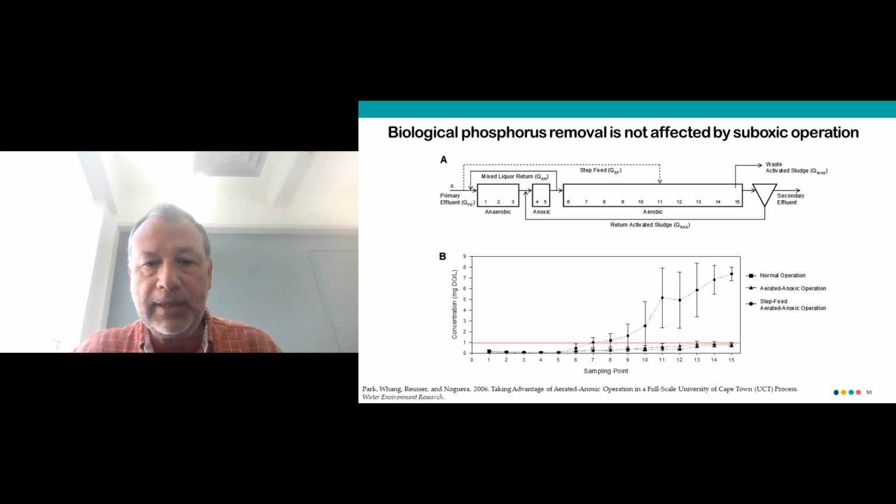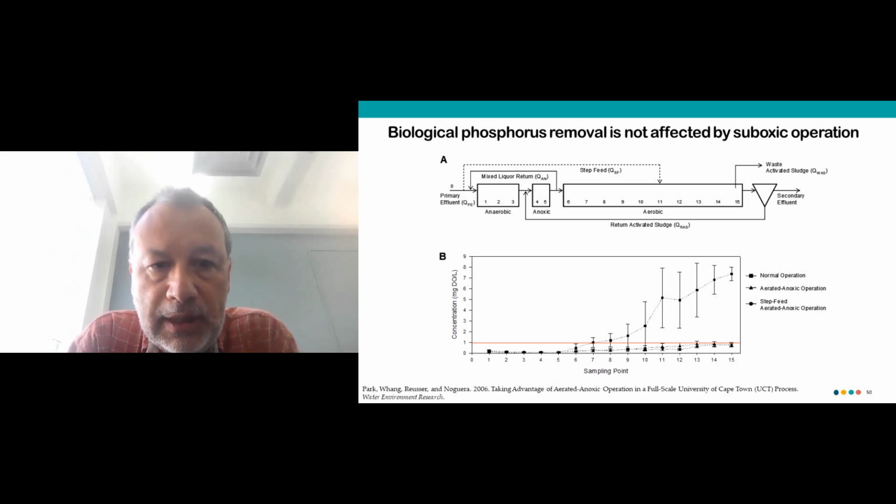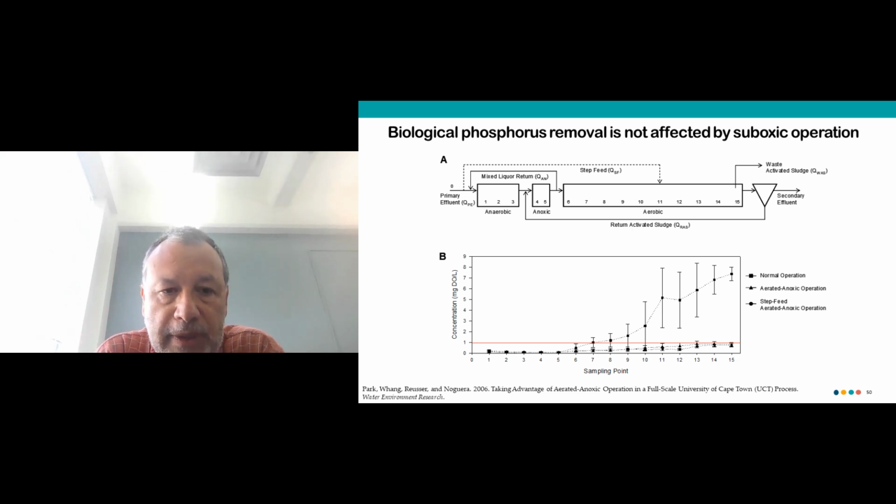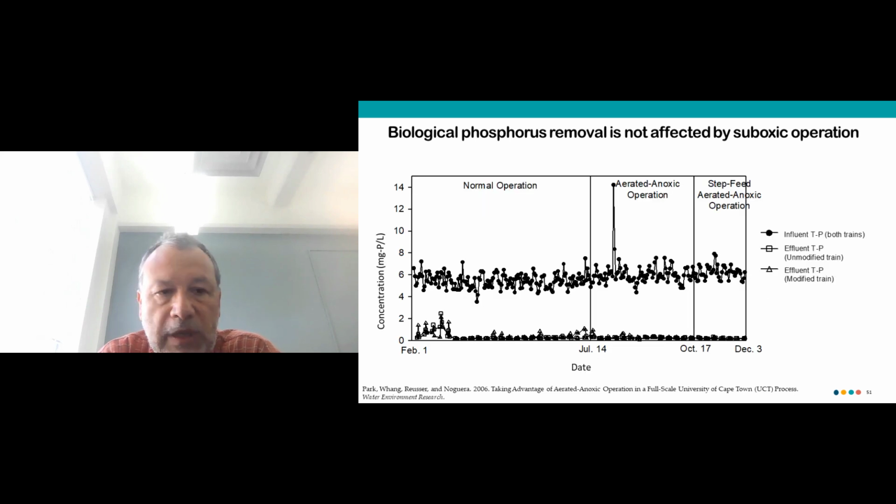And then we did a step feed operation too in there. What happened with the phosphorus when we did this? That's the graph of phosphorus during normal operation, during this low oxygen operation, during a step feed operation. Not negatively affected. We had excellent EBPR. We continue having excellent EBPR when we lower the oxygen.